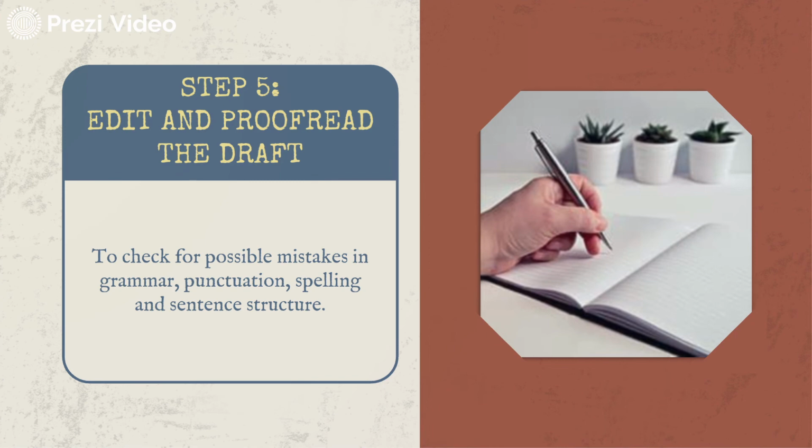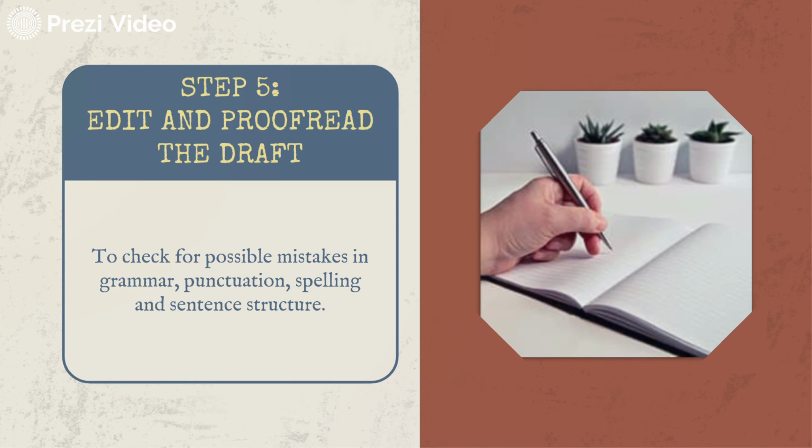In this step, you proofread your paragraph to check for possible mistakes in grammar, punctuation, spelling, and sentence structure. I encourage everyone to have a checklist. For this particular subject, we have a checklist for literature review. We call it matrix. I'm going to share when the time comes.